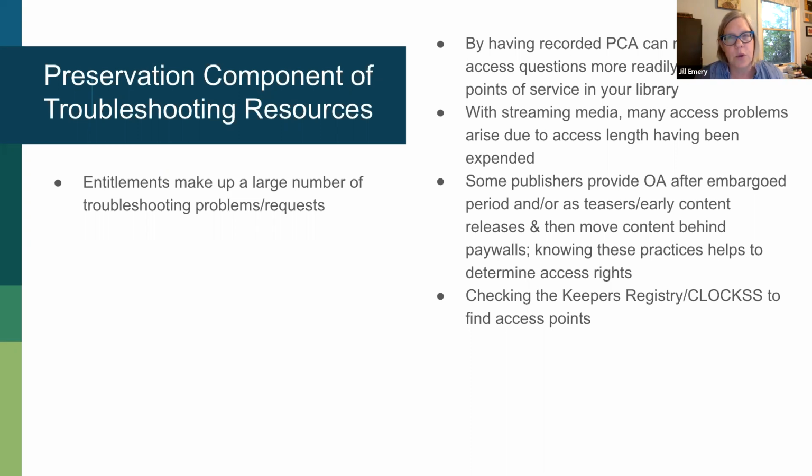And then understanding what really happens with open access. We know in many cases that articles become open access after a certain embargo period, usually 12 months, according to funder regulations with our federal government. But in some cases, publishers are now putting out teasers or early content releases, making content open access, but then moving it back behind the paywall. Knowing which publishers and which providers are doing this, again, is really important when you're trying to find out whether you really have access to that content or not.